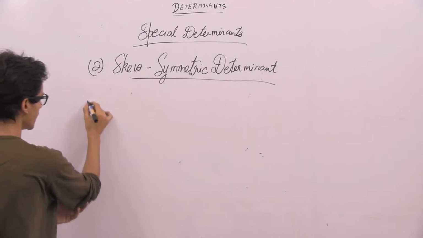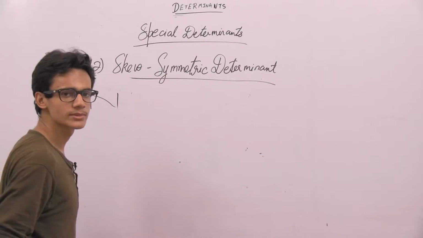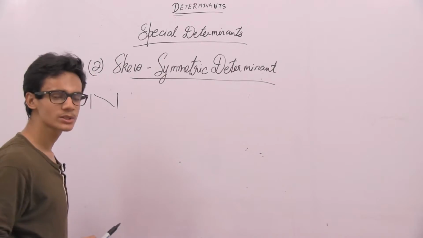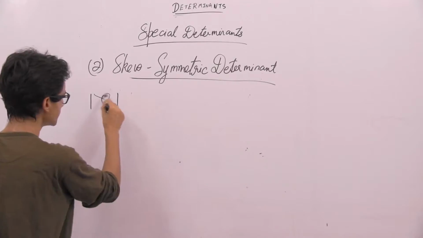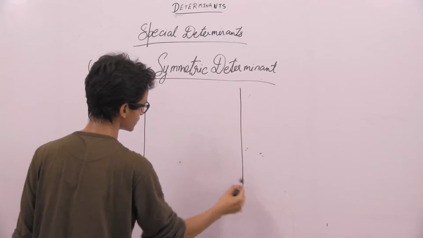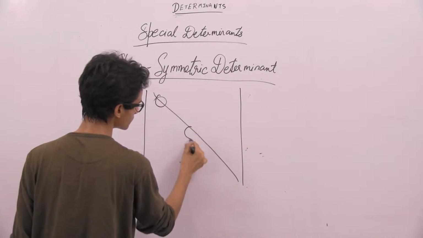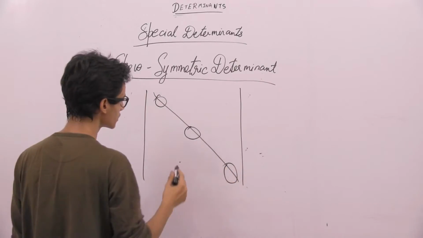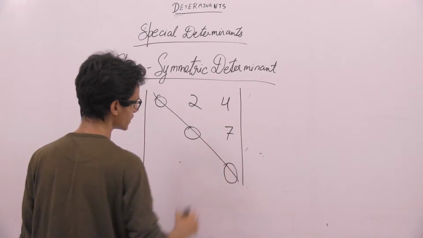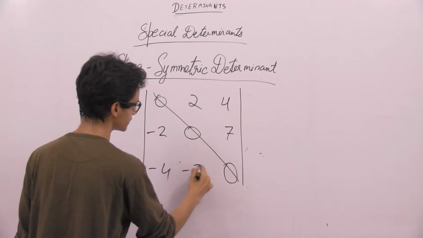Let's say we have order 1. Now what is the diagonal line over here? The element itself. So how can this be a skew symmetric determinant unless the element is 0? Now let's take a determinant of order 3. So this is the diagonal line. So all the elements on this diagonal line must be 0. Let's suppose the other elements are 2, 4, 7. So these elements are minus 2, minus 4, minus 7.